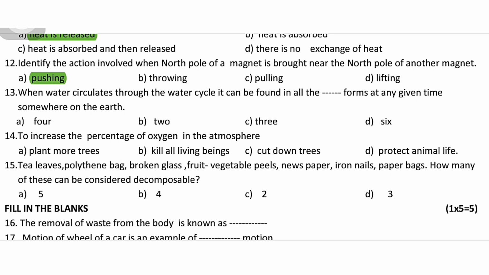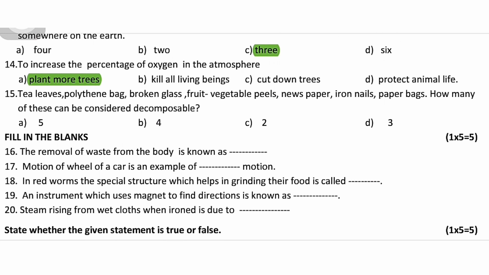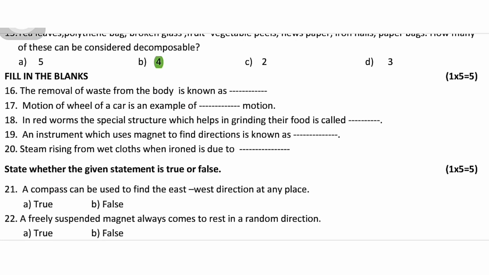When water circulates through the water cycle, it can be found in all three forms at any given time somewhere on the earth. That may be solid, liquid or vapor. To increase the percentage of oxygen in the atmosphere, we should plant more trees. So option A. Tea leaves, polythene bag, broken glass, fruit and vegetable peels, newspaper, iron nails, paper bag: how many of these are decomposable? Option B, 4. Tea leaves, fruit and vegetable peels, and newspaper are decomposable.